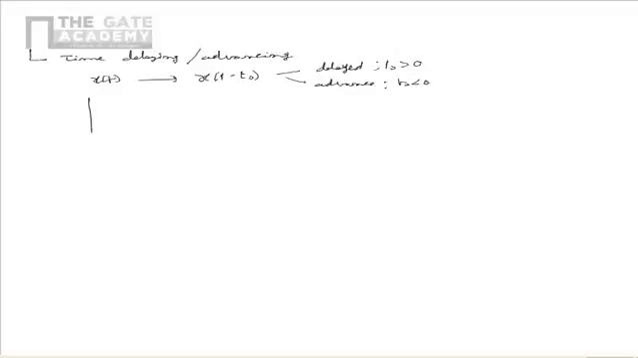So let us consider the signal that is shown in the figure, which is x of t. Here the signal x of t is present in the range of 0 to 2 seconds. Now if we try to plot x of t minus 1, which is a delayed version of x of t, it looks as shown in the figure. In this case, the signal is present in the range of 1 to 3 seconds.